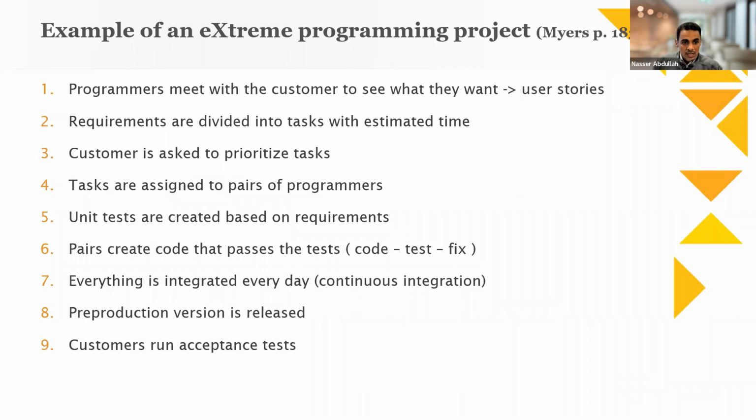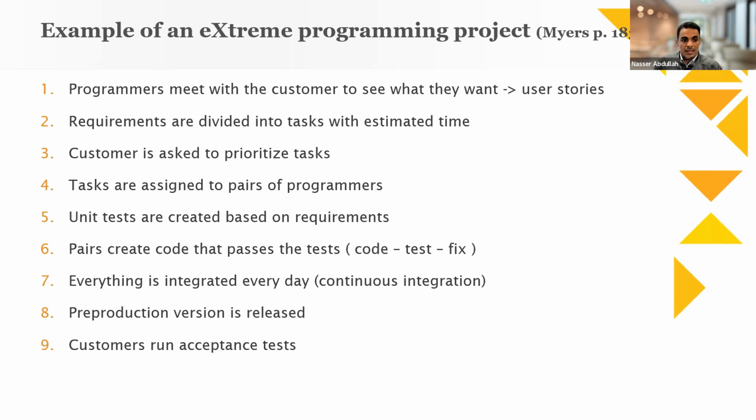The next is also the steps of an example. What I mean is, if you want to apply this model, what do you have to do? So here, as a first step, the programmer meets with the customer to see what they want. After that, they will create the user stories. Now the requirements are divided into tasks with estimated times. Now we have these stories, and we divide them into tasks with estimated time, each one is 1 week or 1 day. The customer is asked to prioritize the tasks. The customer decides which one they want first.